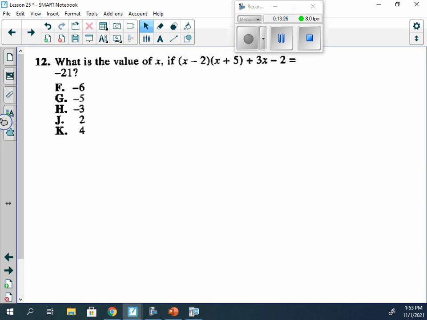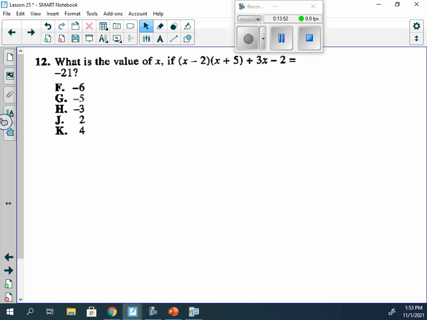The next one I want to look at is number 12. Skip a few. What is the value of x if (x - 2)(x + 5) + 3x - 2 is equal to -21? So we want to solve this for what value of x will make this statement true.